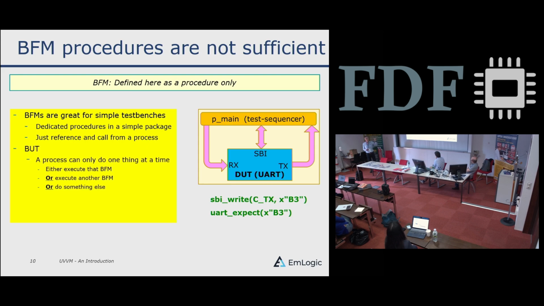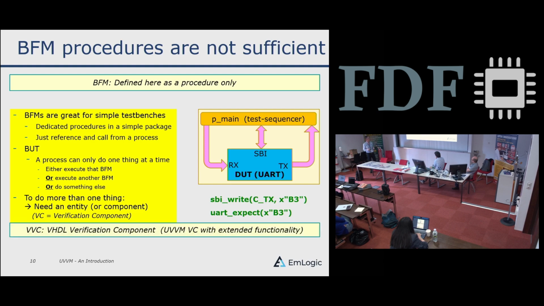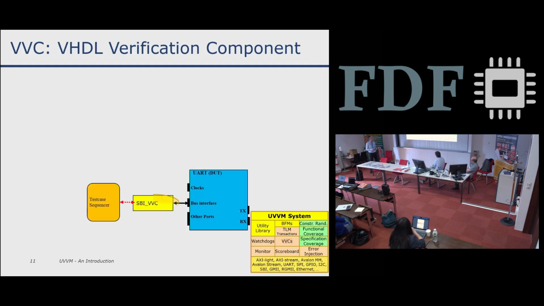The problem is that a BFM or a process can only do one thing at any time. It can either execute that BFM or another BFM or do something else because it's just a single thread. So to do more than one thing, we need an entity or a set of processes. And this is what we call the verification component. We call them VVCs, the VHDL verification components. So they're basically verification components with extended functionality, and I'll just go into that now.